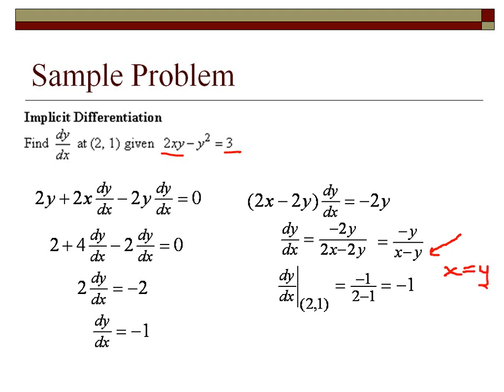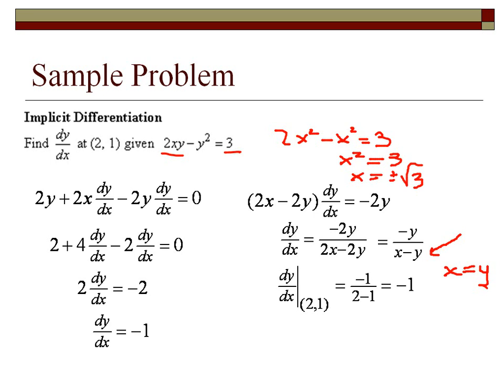Well, if that's the case, I can go ahead and replace either the y's or the x's and work through it. So I'm going to replace the y's with x's. I'd have 2x squared minus x squared is equal to 3. So I get x squared would equal 3. x would equal plus or minus the square root of 3.